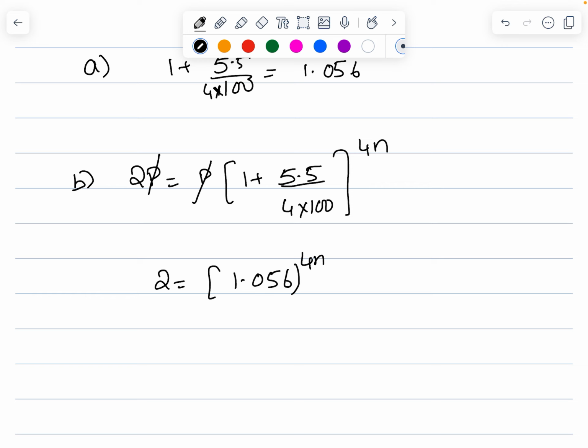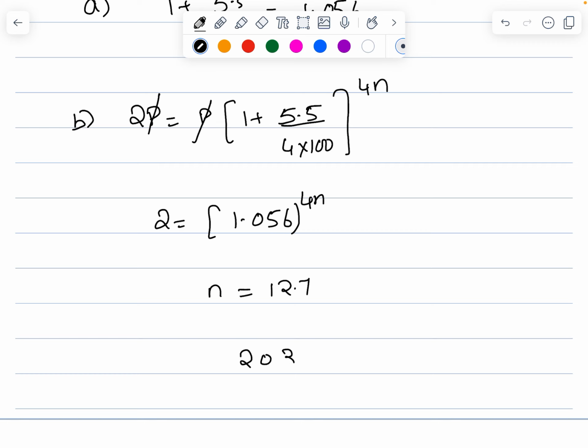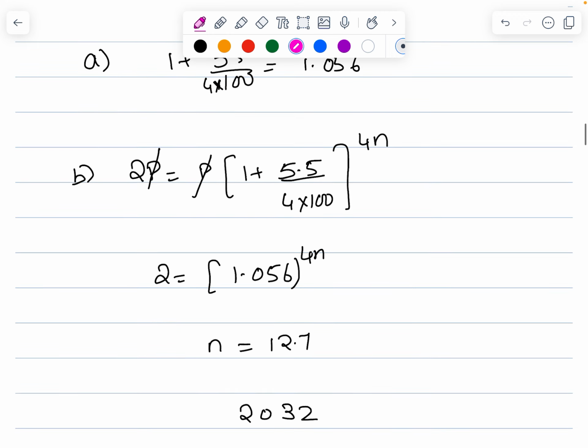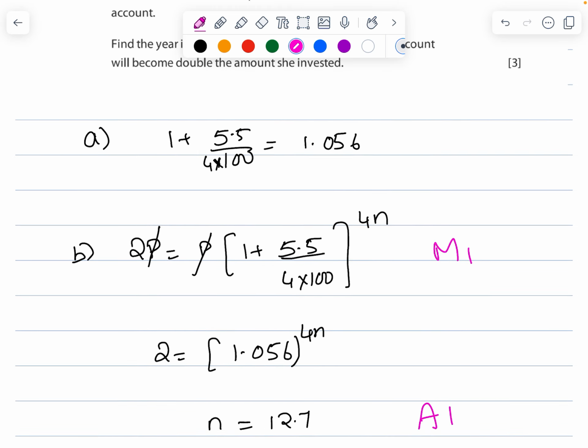Then you can get the answer using the calculator. You'll be getting the answer as 12.7 years. So which year is going to be that? 2032. 2032 will be the year. So for this 2032, you'll be getting an A1 mark, and it is a 3 marks question. So this is another M1 and over here A1. And for part A, it's a 3 marks question. So both M1 and A1 over here for this, and the final answer is also going to be A1.